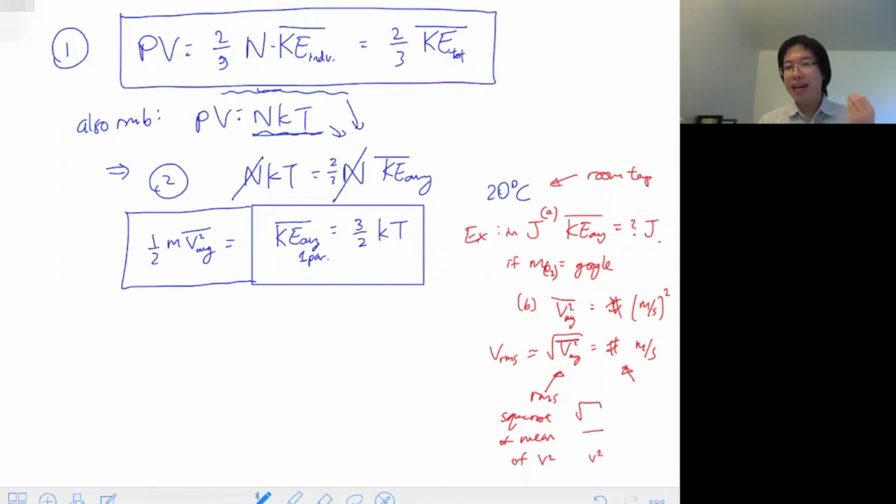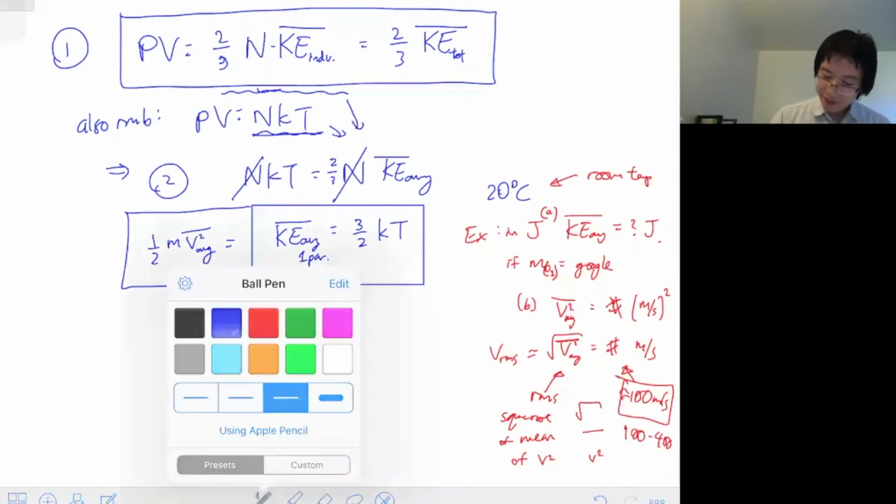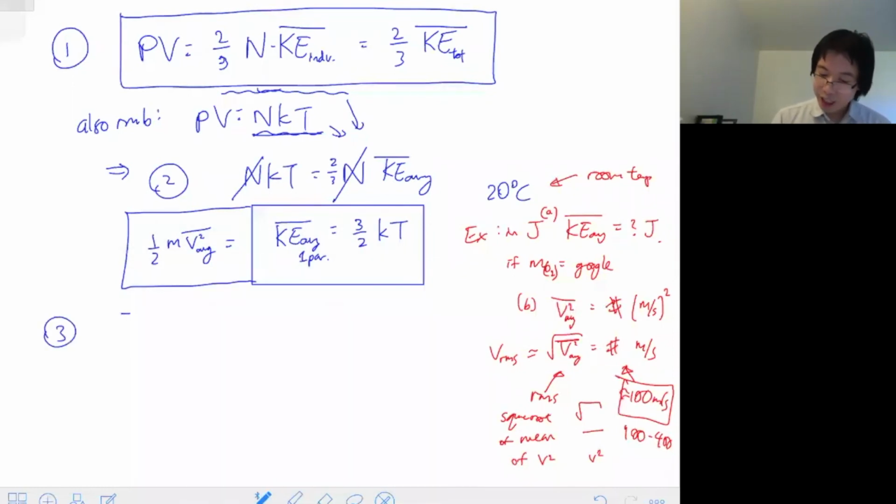And usually things are moving at roughly 100 meters per second, all the particles in air. So see if you get a number somewhat close to that. This is a rough estimate; I didn't actually plug in numbers, but you can do that. And tell me on Piazza, what do you get? You should get something between 100 to 400. I think those are reasonable numbers. So roughly that.